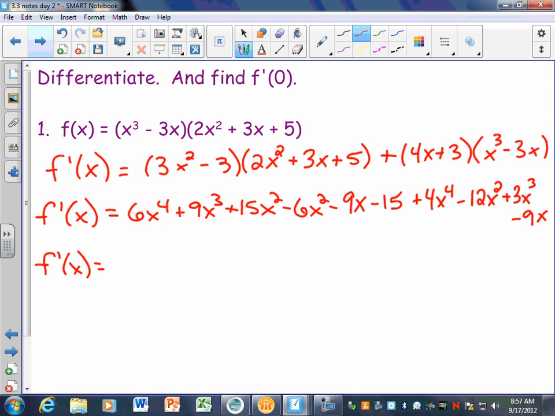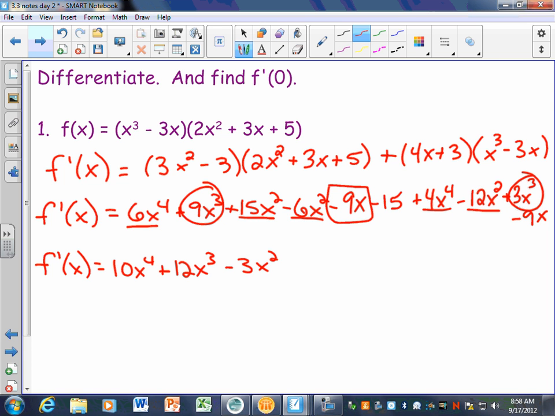So like terms here, I think I have 6x to the fourth plus 4x to the fourth is 10x to the fourth. 9x cubed plus 3x cubed is 12x cubed. 15x squared minus 6x squared minus 12x squared, so it's going to be 15 minus 18, negative 3x squared. Negative 9x and negative 9x is negative 18x, minus 15.